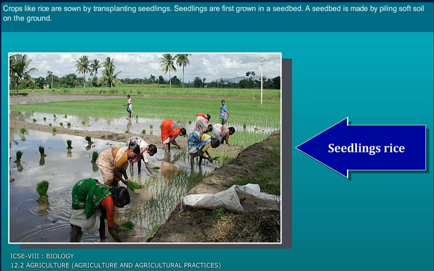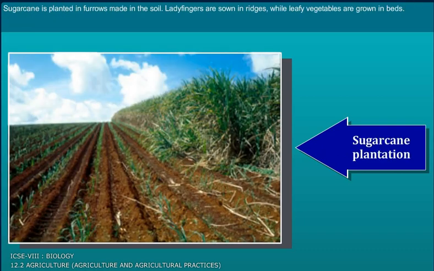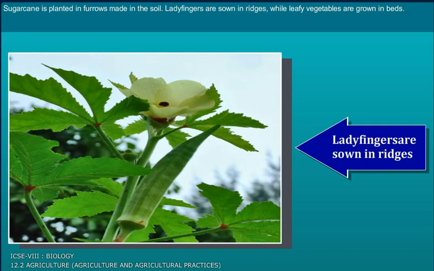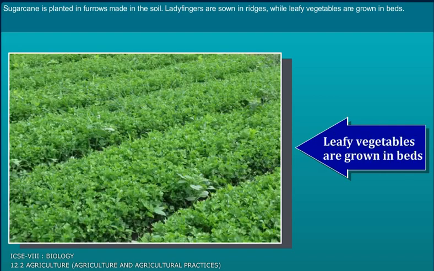Crops like rice are sown by transplanting seedlings. Seedlings are first grown in a seed bed. A seed bed is made by piling soft soil on the ground. Sugarcane is planted in furrows made in the soil. Ladyfingers are sown in ridges, while leafy vegetables are grown in beds.